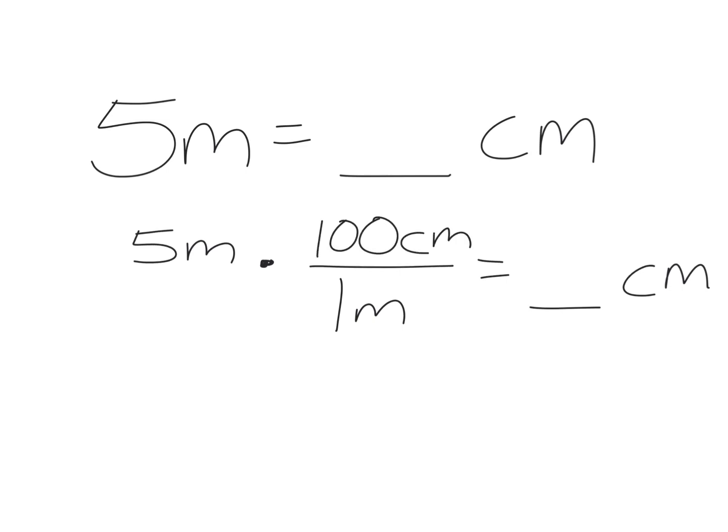Why did I set it up that way? Why didn't I put 1 on the top and 100 on the bottom? We want these to cancel so we're only left with centimeters. Remember, canceling only happens if it's opposite of each other. So here, meters cancel out. What do I do with those two numbers now? Multiply 5 times 100. We get 500 centimeters. So 5 meters is 500 centimeters.